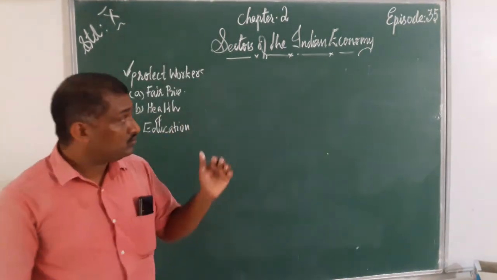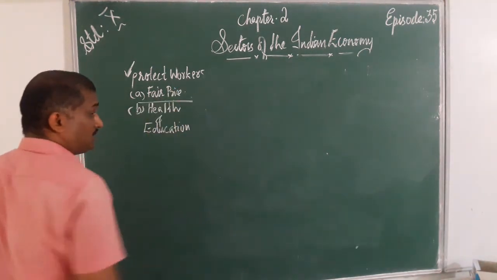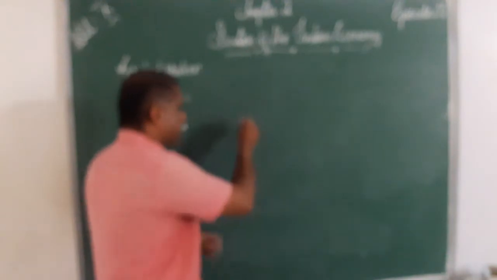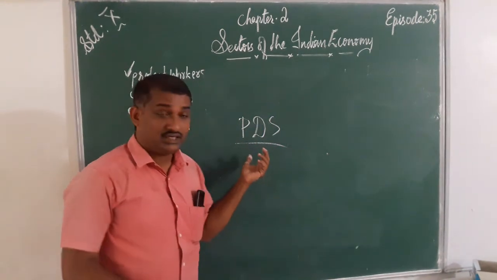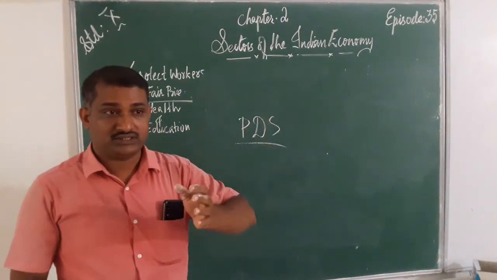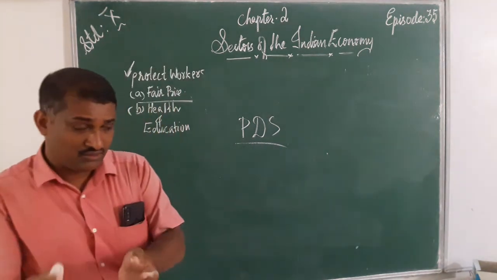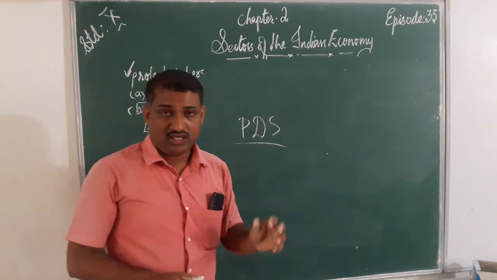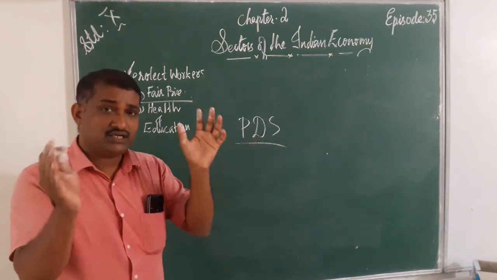The government takes many steps to improve the conditions of the members. Next, the government can provide fair price. What is fair price? Fair price here means the public distribution system, PDS, otherwise called public distribution through ration shops. Through ration shops, the government can provide food to the poor people. You know that ration cards are available in different colors. As per the color of the ration card, the government can provide either free food or other things through these ration shops.